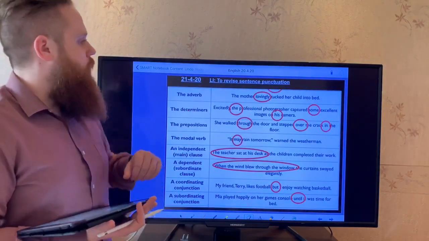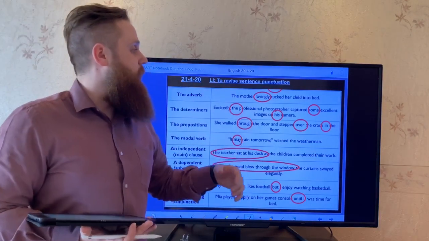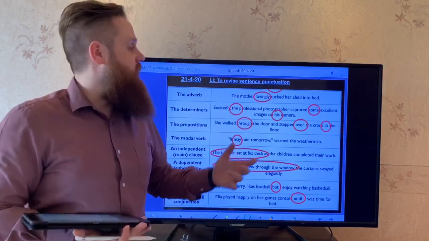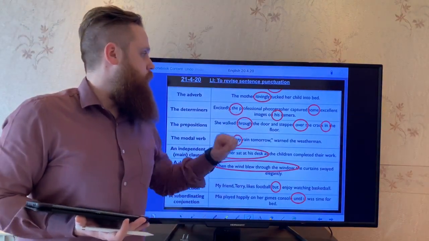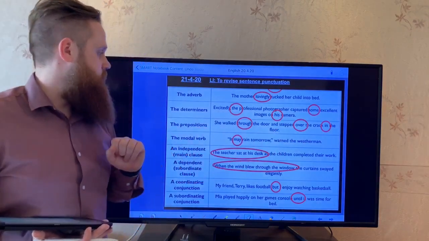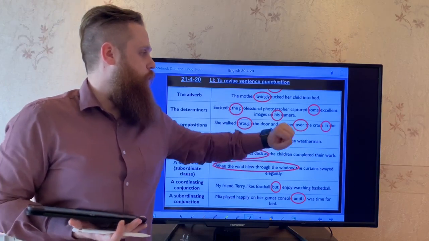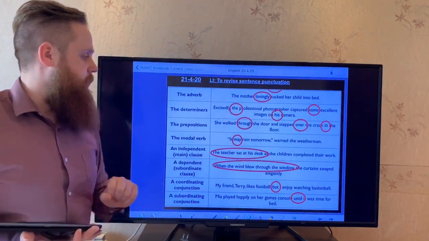So, the adverb. Adverbs usually end in ly. They describe the verb, okay? The verb is tucked. How is this being done? It is being done lovingly. Usually ends in ly, in this case it does. The determiners, there are 3 here: the, some, and his. The prepositions: through, over, and in. The modal verb is may.